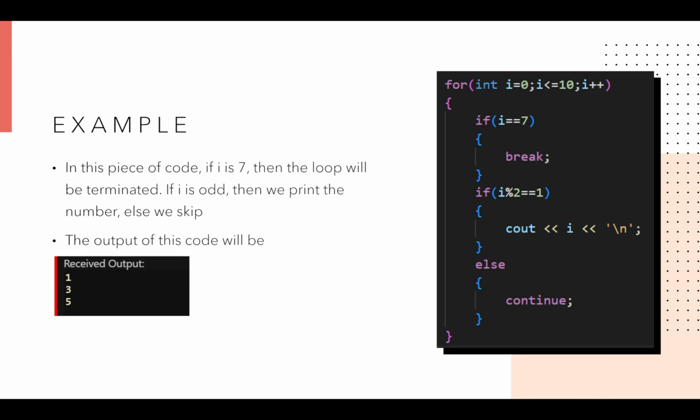Every time I encounter an odd number, I will print the number and then print a new line, and so on until i is 7, and then it will break. So it will actually not reach 10. You can see the for loop condition is less than or equal to 10, right? But I terminated at 7 using the break statement.